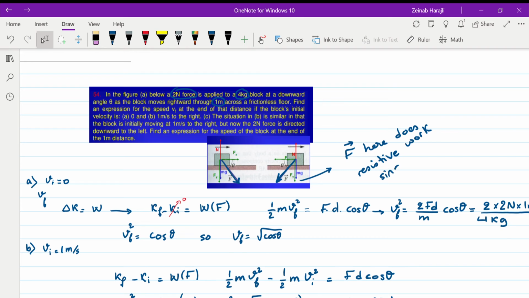Since its x component is actually in the negative direction, as you see here, it's opposite to the direction of the displacement. So this is Fx versus d, they are opposite. So Fx is opposing the displacement now, so it will do a negative work.